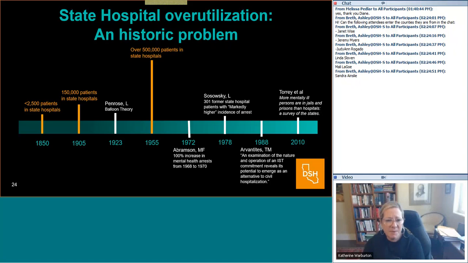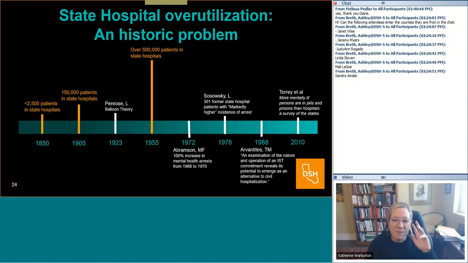Unfortunately, those asylums quickly became overcrowded. 50 years later, there were less than 2,500 patients in state hospitals nationally at that time. 50 years later, there were over 150,000 people in state hospitals, and 50 years after that, there were over 500,000 people in state hospitals around the country. But they didn't build new facilities to accommodate the 500,000 people. The 500,000 people were put into the facilities that were built for the 2,500 people. And so you've got really horrific, overcrowded, under-resourced conditions in the middle of the last century.